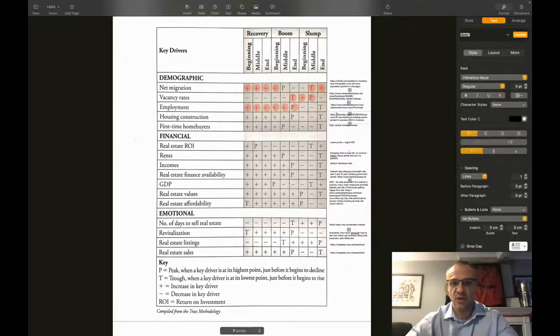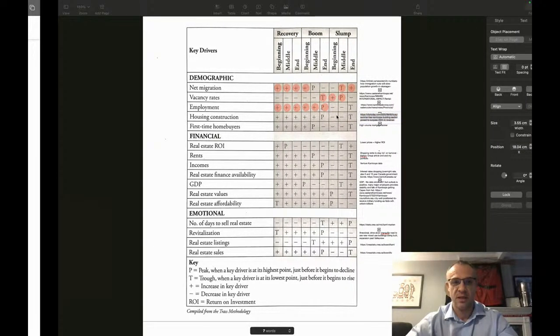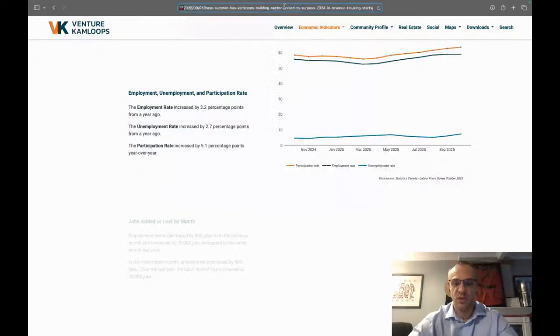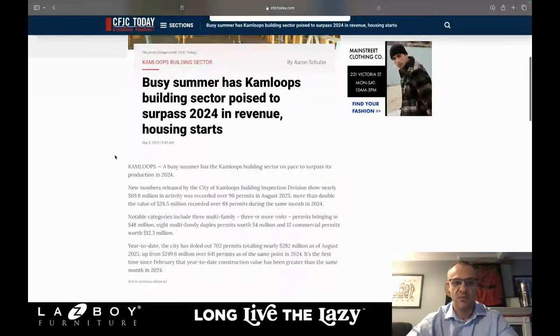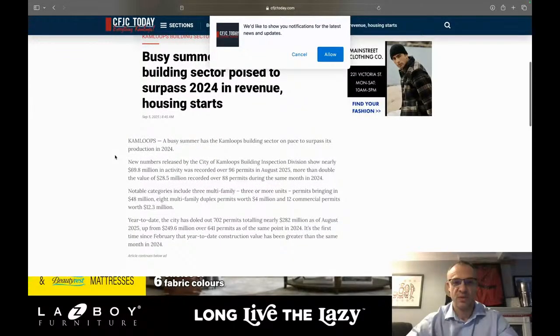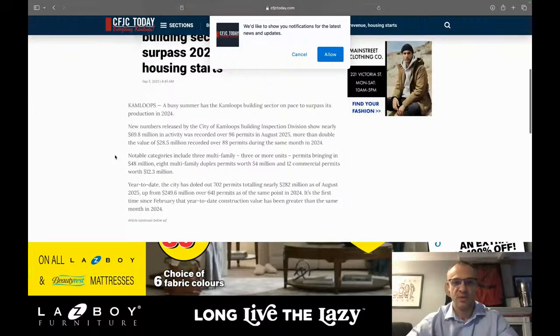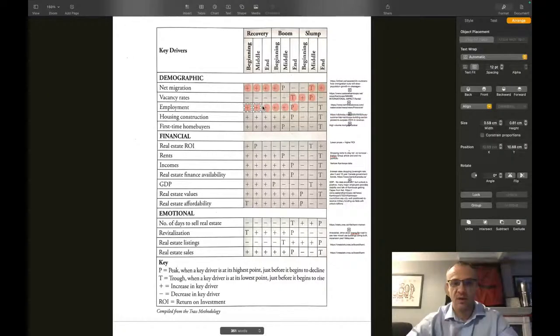Construction: I was surprised. Well, you drive around, you see a lot of construction, but I didn't think that housing starts would be up. So yeah, housing starts are up. This is a fairly recent article. So copy this and we'll drop those there.